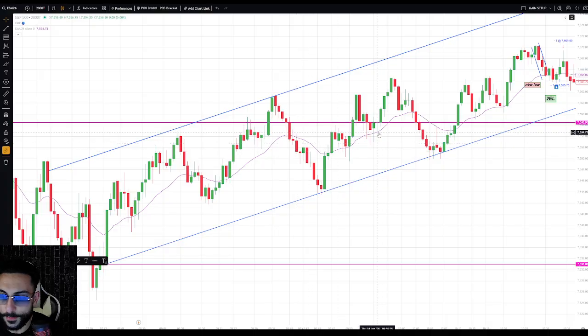As you can see, the EMA is in the middle of these bars. I personally didn't like to look for any trades here. I was looking for an additional push, breaking the resistance. And as you can see, we did break the resistance multiple times.